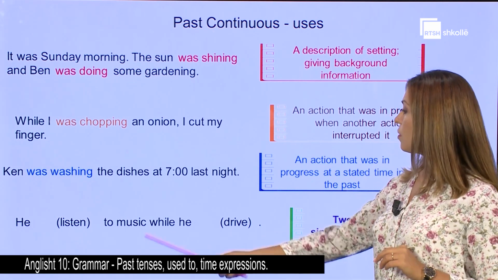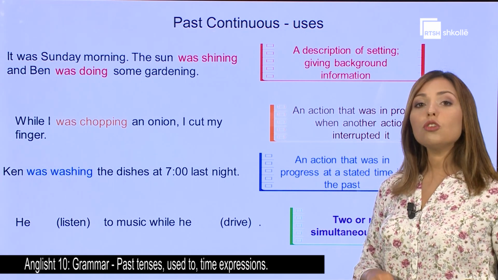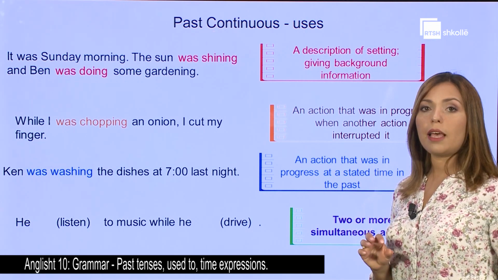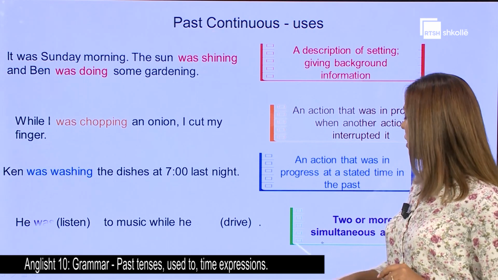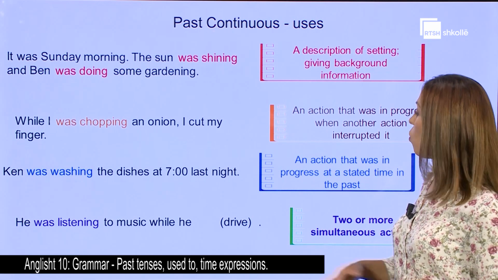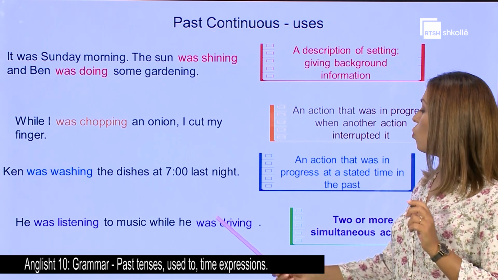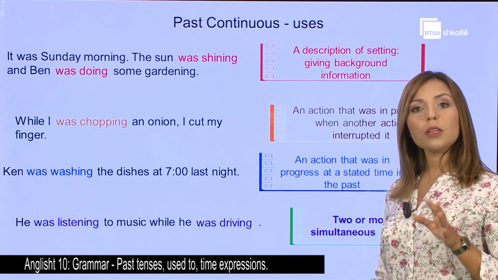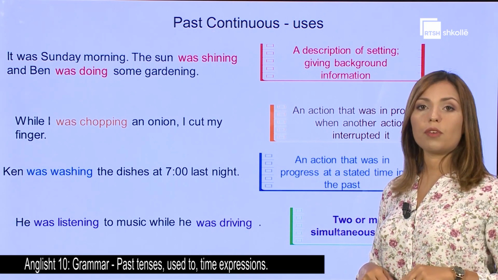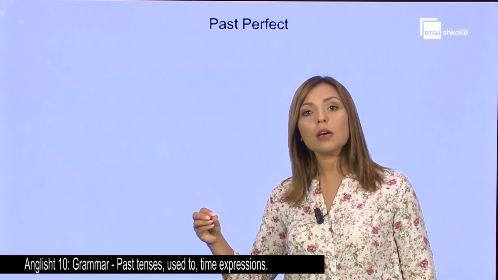And he listened to music while he drove. We have got two actions happening at the same time, happening simultaneously. So, he was listening to music, one action, while he, the other action happening at the same time, was driving. Again, we saw the past continuous and the uses of it that have, we said, a duration. It happened for some time.